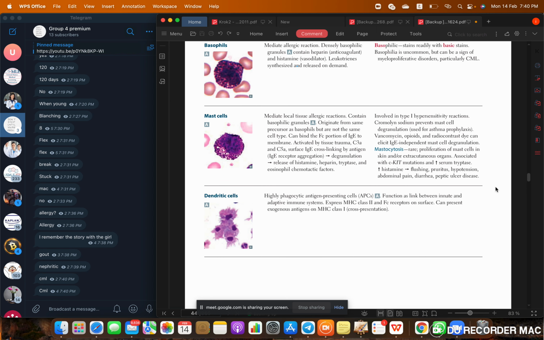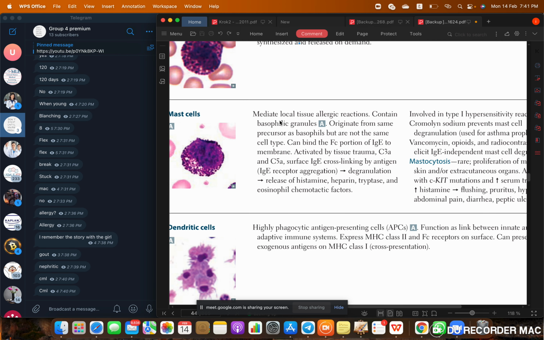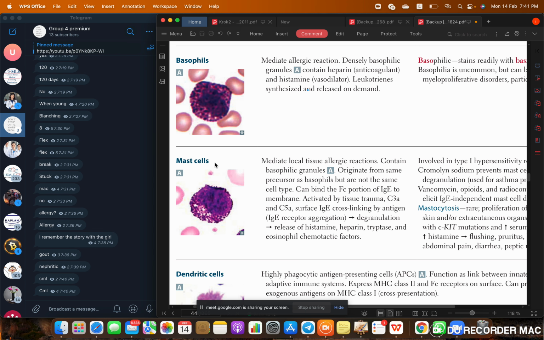Okay, the mast cells. Mast cells are also for allergic reactions, so many things for the allergy. They also contain basophilic granules. They originated from the same precursor as the basophils. So they are kind of the same thing, but you will see now what is different. Basically, what I want you to know, basophil is not the same story as monocyte and macrophage. They are not the same cell, but they have the same father, basically. They originated from the same precursor as the basophil, but they are not the same cell. Monocytes became macrophages, but basophils did not become mast cells. They are totally different cells.